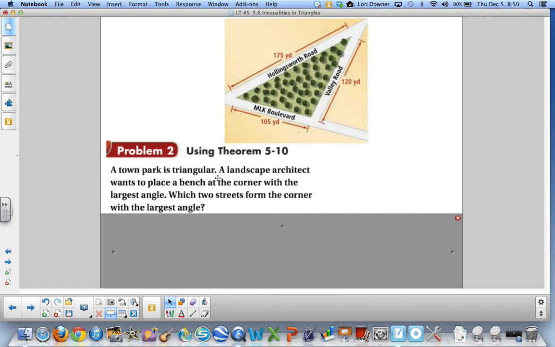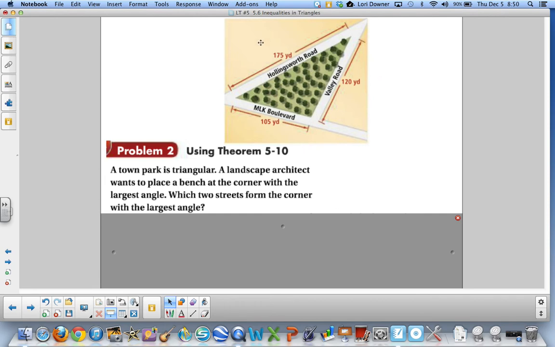Let's look at this. A town park is triangular. A landscape architect wants to place a bench at the corner with the largest angle. Which two streets form the corner with the largest angle? Press pause and play when you're finished.